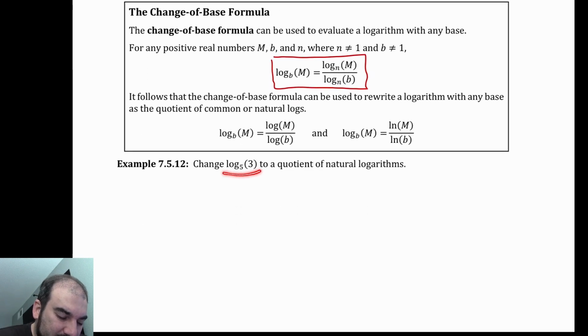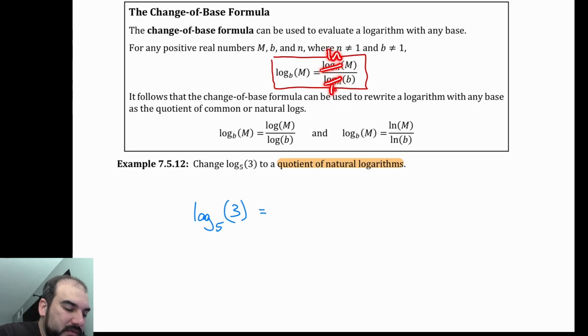Right. So if we want to change this kind of expression, log base 5 of 3, by using the formula, it wants us to change it to a quotient of natural logarithms. So we're going to focus on this change of base formula, which is essentially the same as this. But if you want to use natural logarithms, you can just replace these with natural logarithms. Right? But the same rules apply. We're going to make a fraction, a quotient, and we're going to do natural log of m, which was whatever was inside of this log. So it'll be natural log of 3 divided by the natural log of 5.